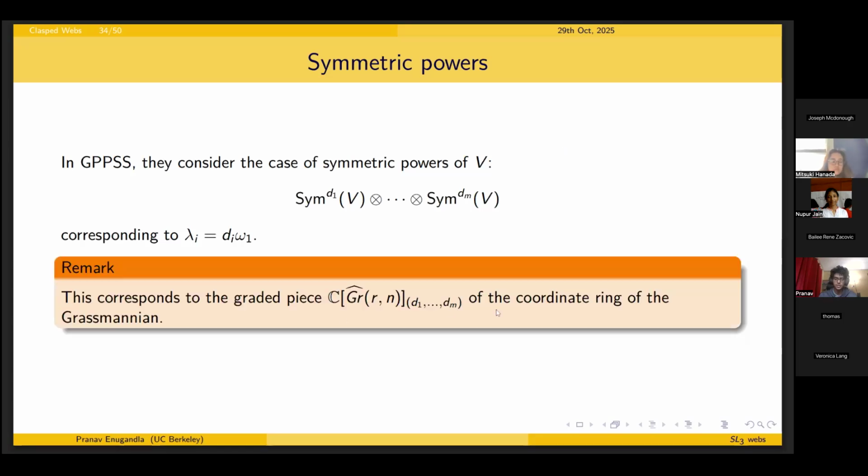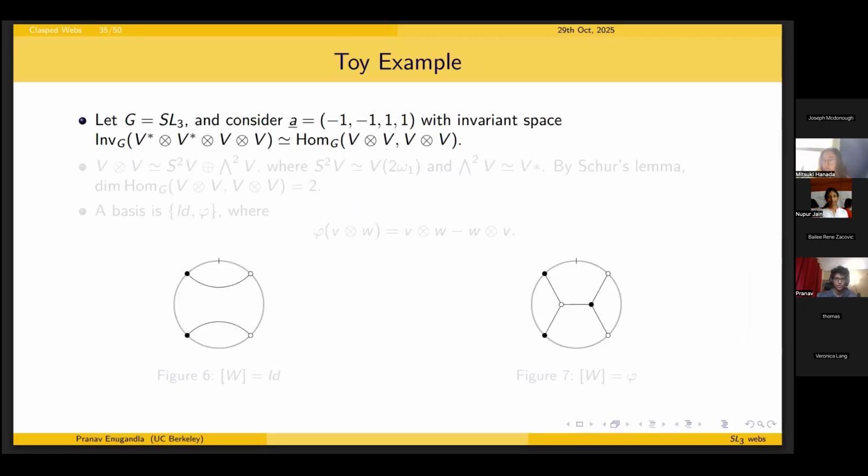And this corresponds to, so this coordinate ring of the Grassmannian has a grading, and the different symmetric powers give you different homogeneous pieces of this. So if you want to understand the coordinate ring of the Grassmannian, you only have to think about symmetric powers. So what they do in Christian's paper is enough. But I want to talk about more, about all the other irreducible representations.